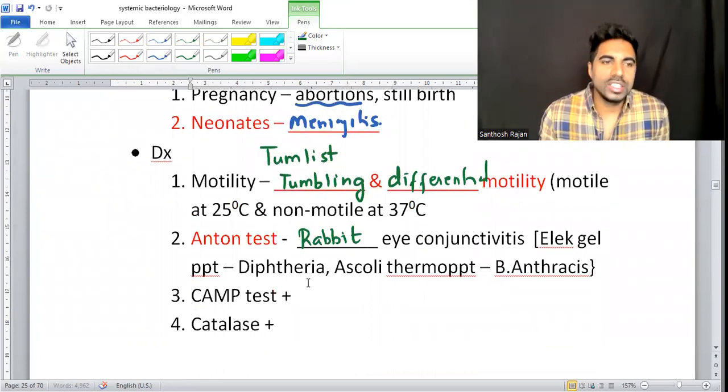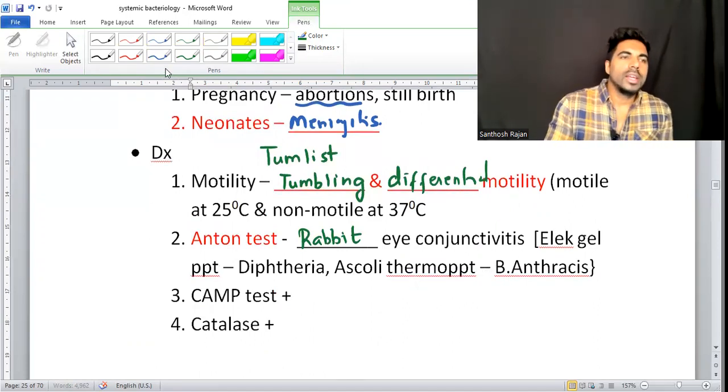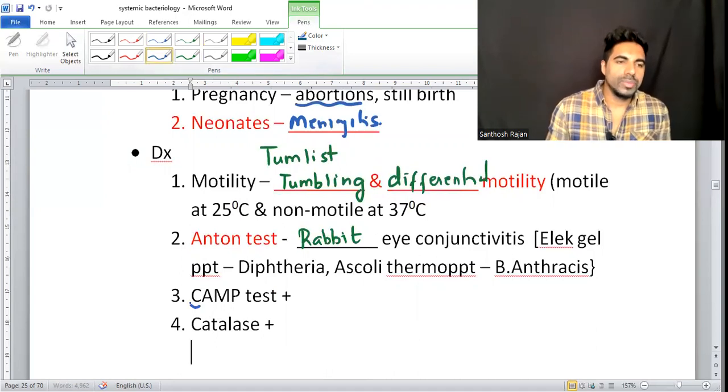Other examples: Elek gel is for diphtheria, and Ascoli is for Bacillus anthracis. These are a few other examples. Listeria also gives a CAMP positive test, less commonly asked, but still remember. The main thing to remember is the Anton test.